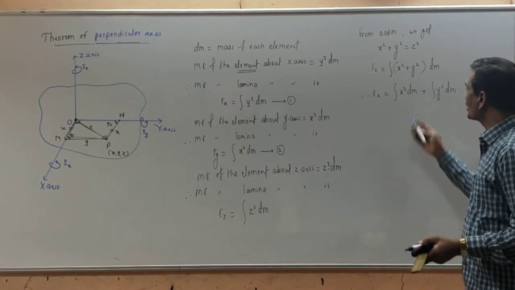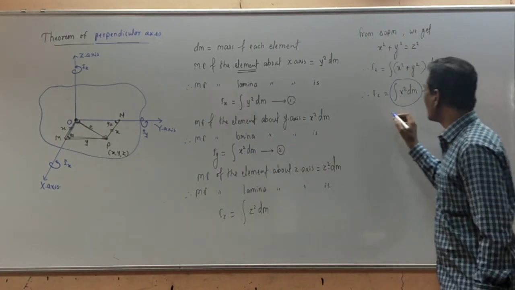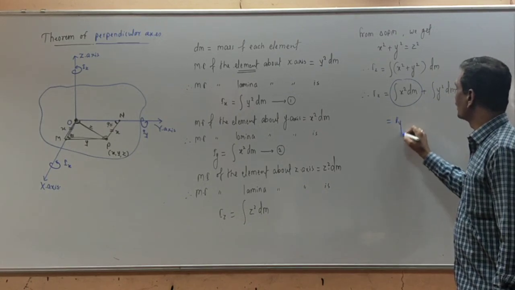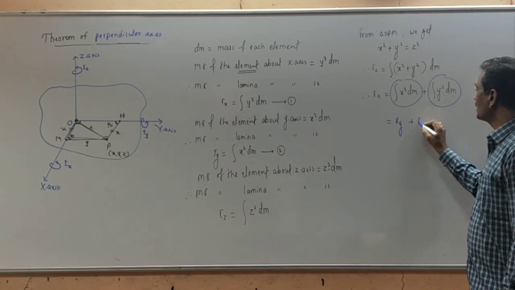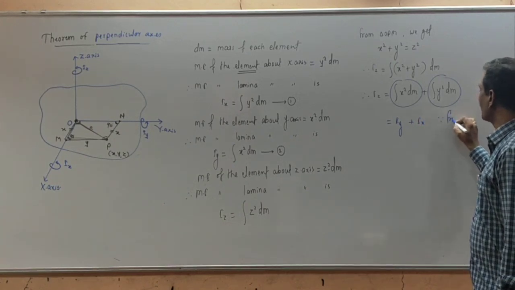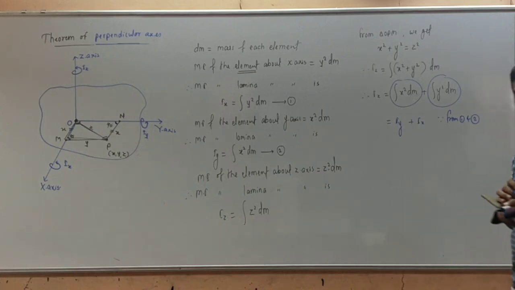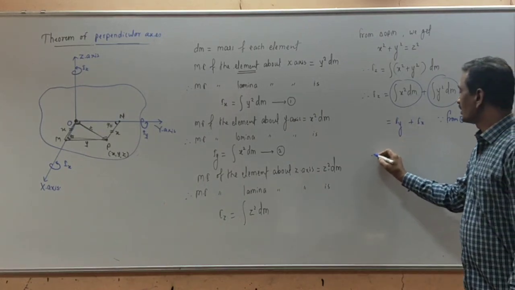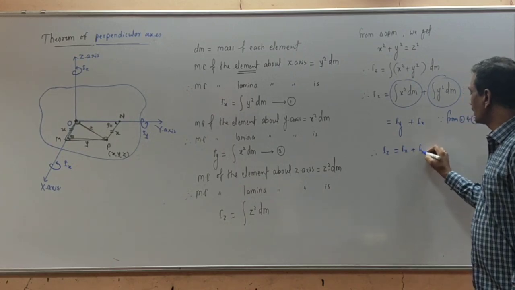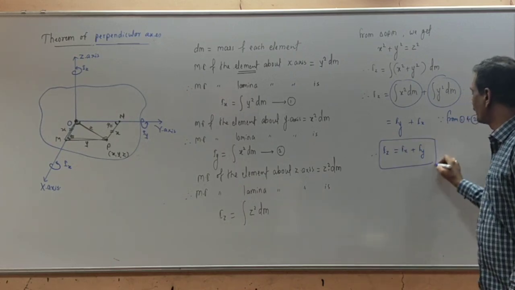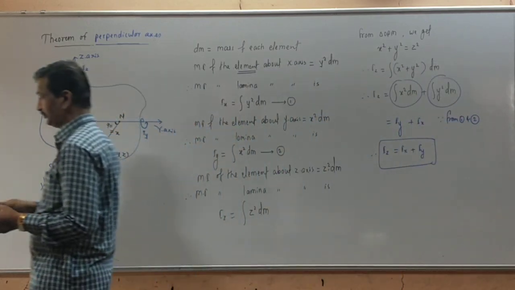What is the integration of x square dm? The integration of x square dm is Iy. And what is the integration of y square dm from equation 1? It is Ix. So from equation 1 and 2 we get this expression. Addition obeys commutative law. So thus we get Iz is equal to Ix plus Iy. So this is the proof of the perpendicular axis theorem.